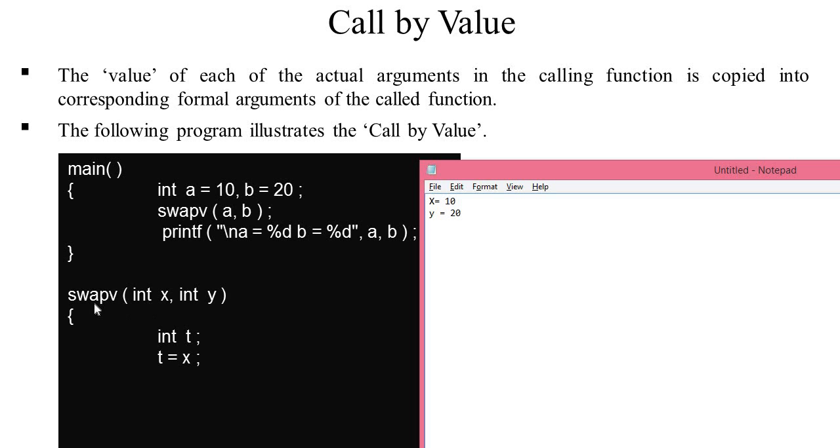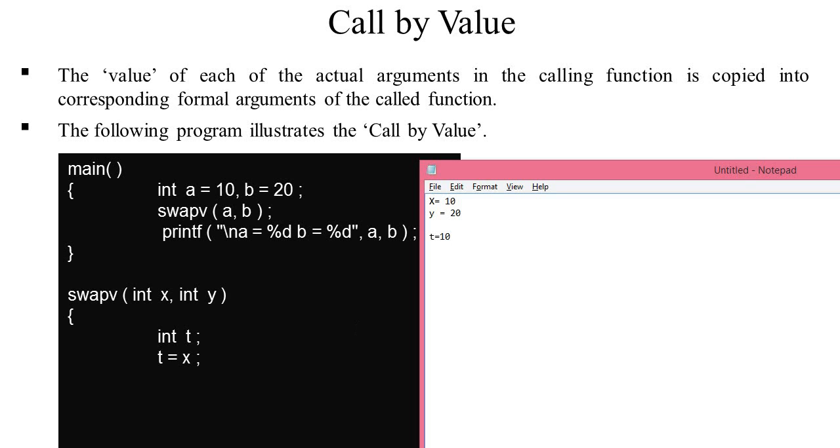Okay, now inside this function, what is the first statement? t is equal to x. So this is an assignment operator, so what will happen? The value of x is assigned to t. So what will be the value of t? The value of x is assigned to t, that means it will be 10.